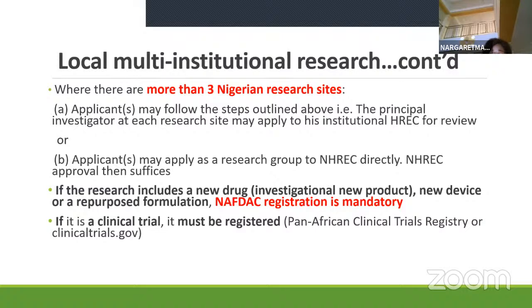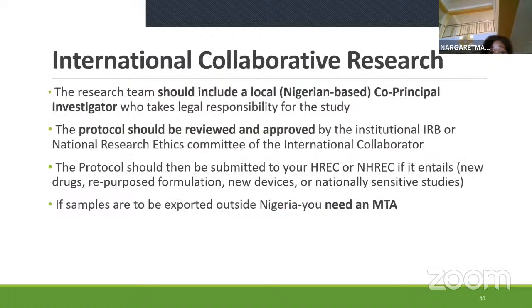If the research includes a new drug, as I mentioned earlier, or new device or a repurposed formulation, double approvals are mandatory. NAFDAC must approve while ethics also approves. So it is recommended that submissions are made at the same time to lessen the time for response from the 2 bodies. And if it's a clinical trial, it must be registered with the Pan-African Clinical Trials Registry or clinicaltrials.gov.